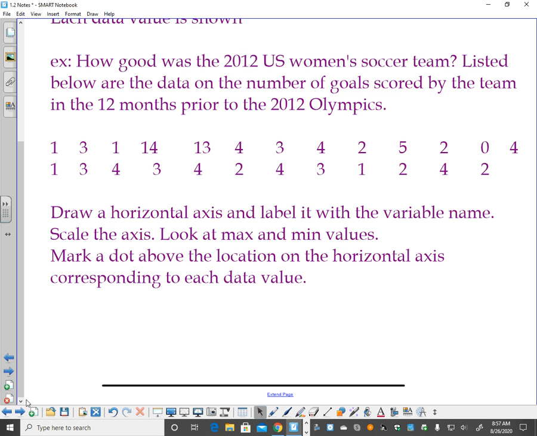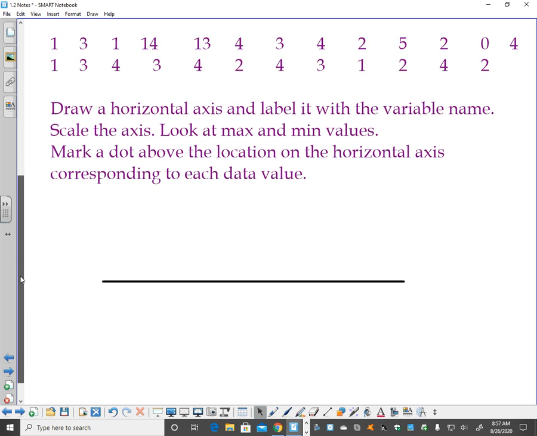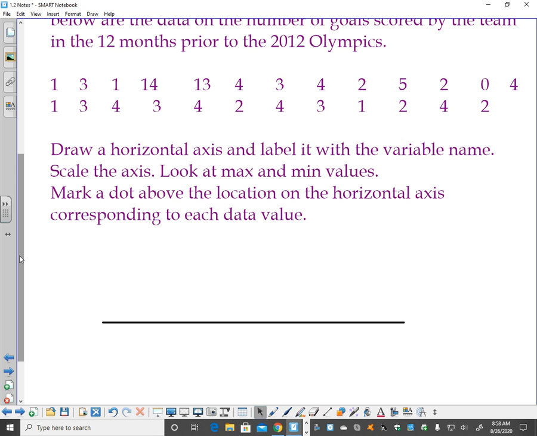I want to draw a horizontal axis, label it with a variable name. I want to scale the axis. I'm going to look at the max and the min values, and I'm going to make a dot above the location on the horizontal axis corresponding to each data value. So here we go. I'm going to look at my data, and I'm going to find the max and the min because I need to figure out a scale for my axis. So I see that the min is a 0 and the max is a 14. So I'm going from 0 to 14. I'm going to go up by 2s.